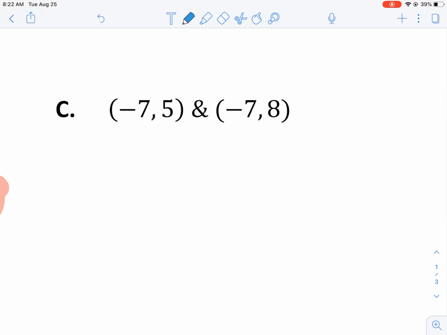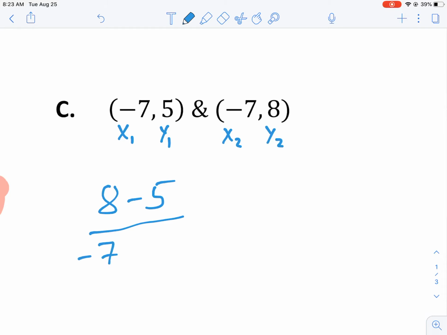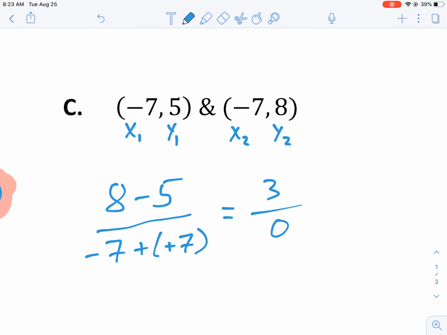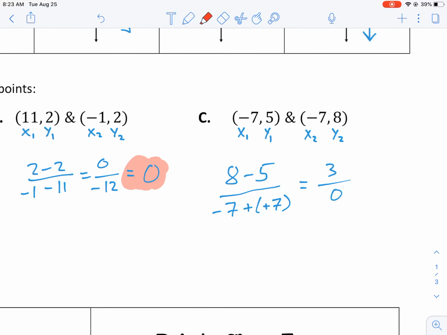C, we're going to see what happens for C. So we've got, again, x1, y1, x2, y2. So y2 is 8, minus y1 is 5. x2 is negative 7, minus x1 is negative 7. So 8 minus 5 is 3. Negative 7, this becomes a plus, right? That becomes negative 7 plus 7, which is 0. So this time the 0 is on the bottom, all right? So that's the difference between these two questions, all right?